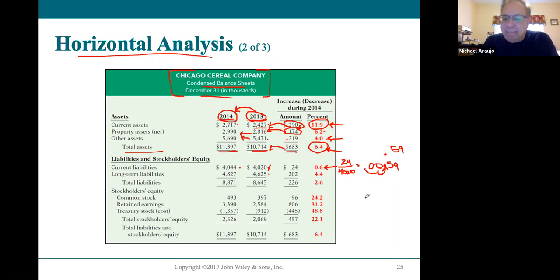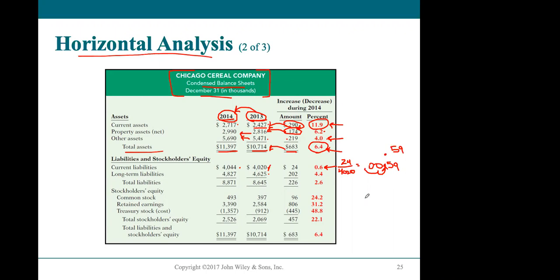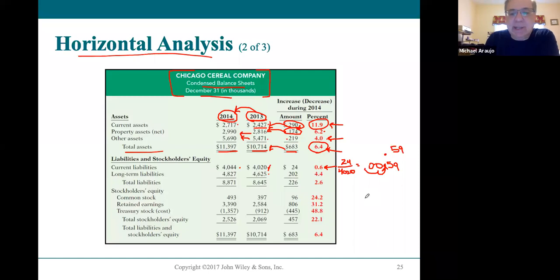Does that help? Yes, I just wanted to know how you end up with the percent, but now I see. Oh, okay. Yeah, that's how we do it.